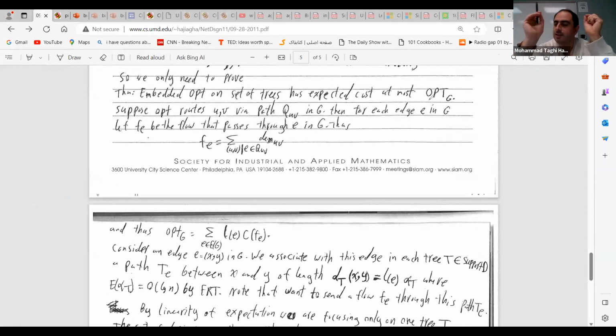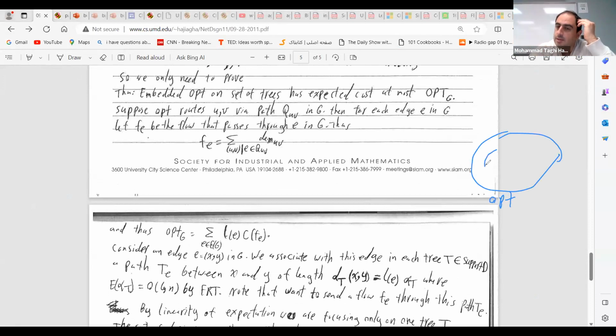And why is this problem non-trivial? Because note that opt is some solution in some graph G. It may send these pairs essentially through different paths. The different pairs can use different paths. And when we try to embed it into the tree, how do we want to embed it? The only obvious way to embed it is that opt is using some of this below path to send, for example, from... let me actually erase this one. Better.